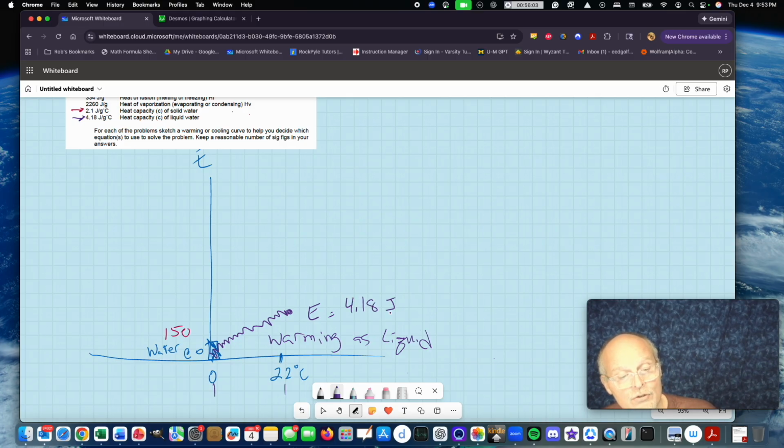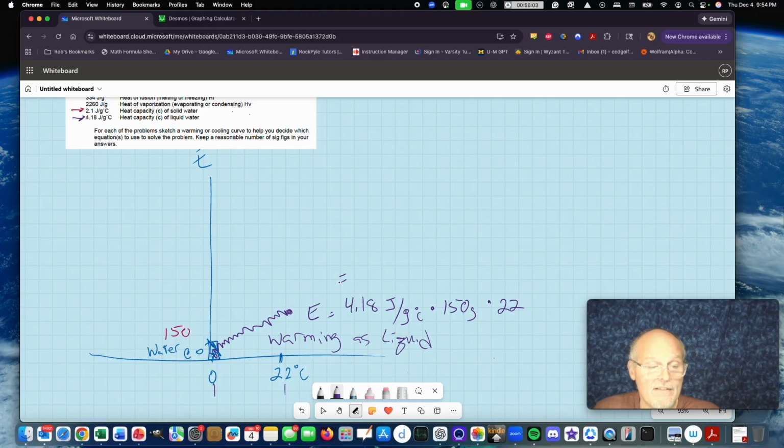4.18 joules per gram degrees C, again, needs 2 additional pieces of information. It needs the weight of the water, times the weight of the water, which is 150 grams, times the number of degrees that I'm going up, or 22.